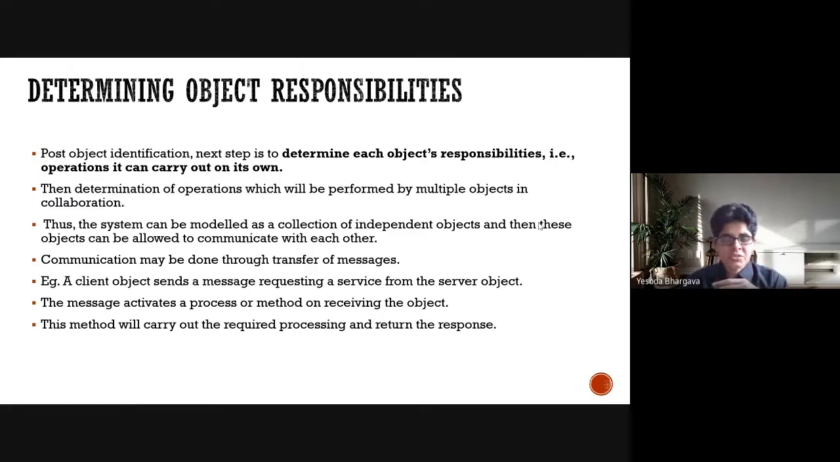Maybe one message is triggered by some object, it is received by another object, and some processing is done, and the message is relayed to another object, which again is passed on to some other object. So, object responsibilities will only be clear when we understand the problem we are solving and keep talking to the stakeholders and clients to get at least the object identification and responsibilities clear.